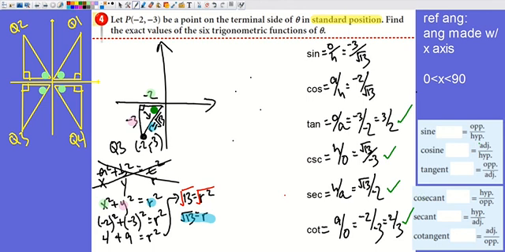Now, again, I told you we have to simplify sine and cosine because there is a square root on the bottom. So I'm going to multiply by √13 on bottom, multiply by √13 on top. We've done that before.